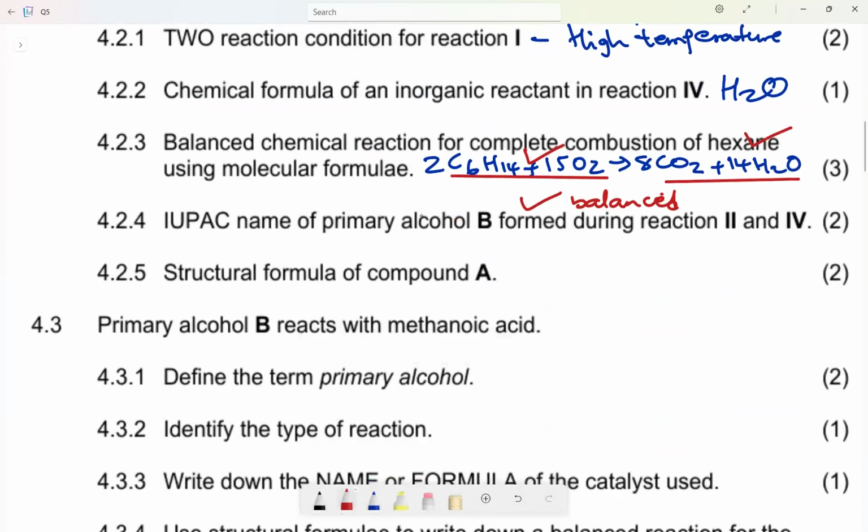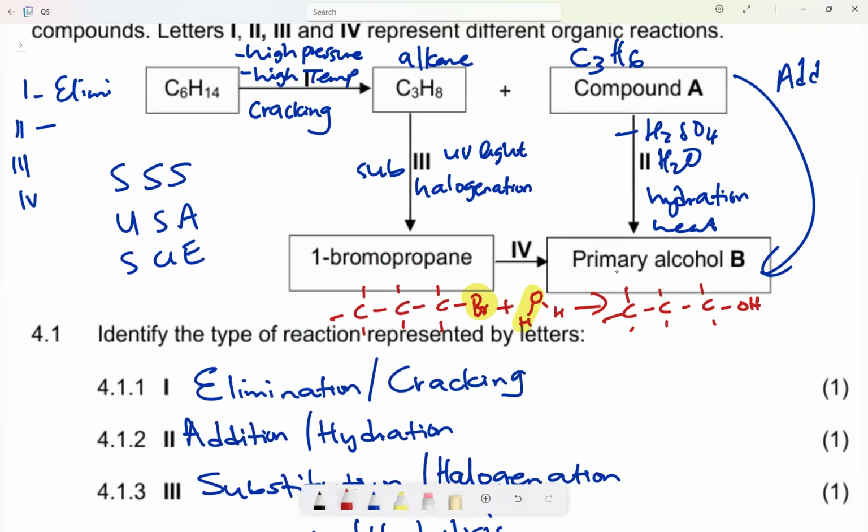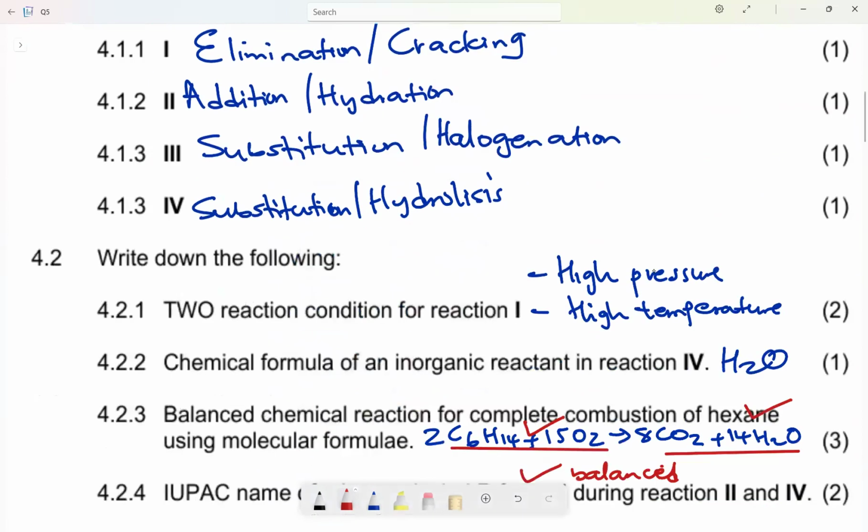And they are telling you it is a primary alcohol. So it is not 1-bromopropane, sorry. It is propan-1-ol.